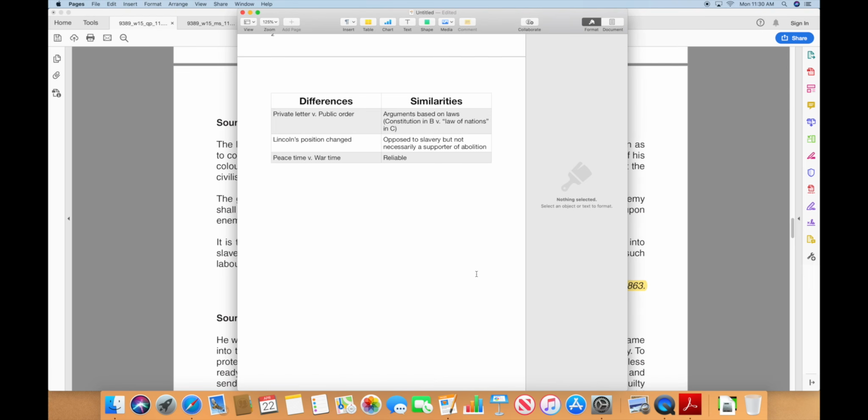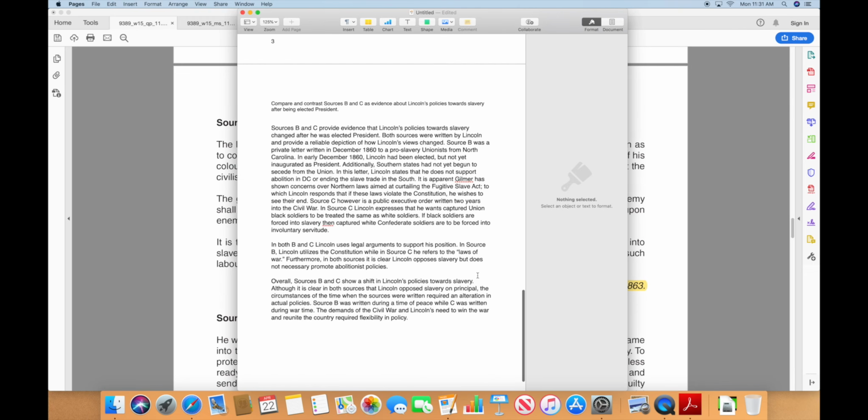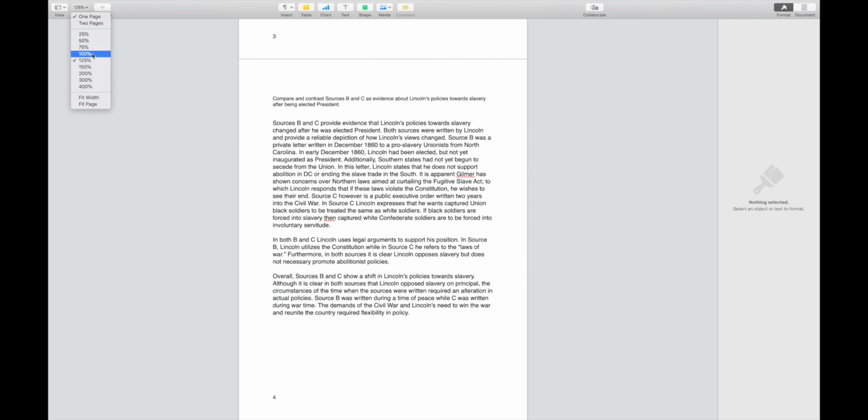Lincoln is also opposed to slavery clearly in both of these sources. However, he is not necessarily a supporter of abolition. He is not calling in either one for the abolition of slavery. And you can also argue that both of these sources are reliable, because both come from Abraham Lincoln and clearly show his opinions and expression on policies regarding the question of slavery during his time as president and right after his election. All right, so now that we have looked at all of these, I went ahead and wrote out my response. I'm going to make this bigger here, to make it a little bit easier for you guys to read.